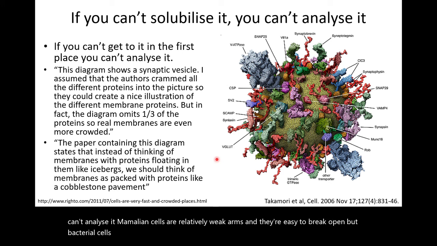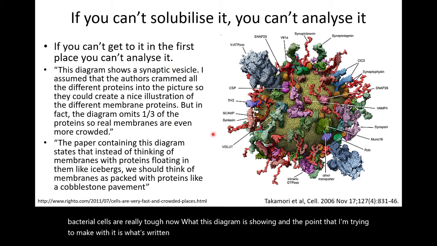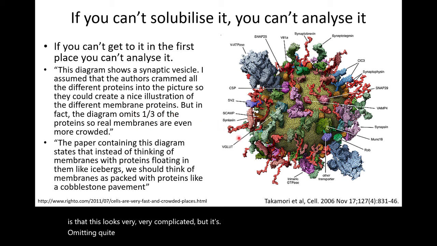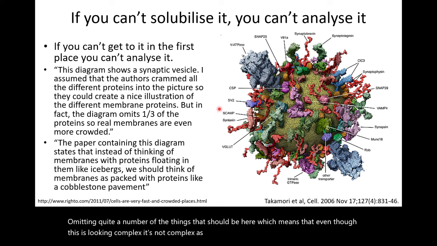Now, what this diagram is showing, and the point that I'm trying to make with it, is what's written here from the quotation of the article, is that this looks very, very complicated, but it's actually omitting quite a number of the things that should be here, which means that even though this is looking complex, it's not as complex as it could be.